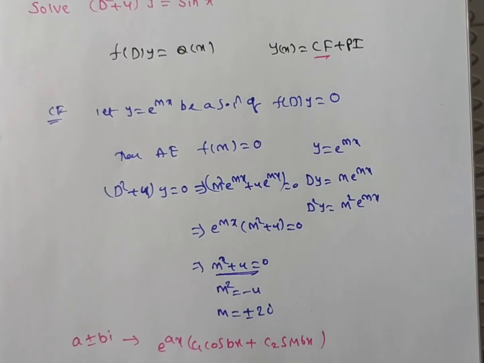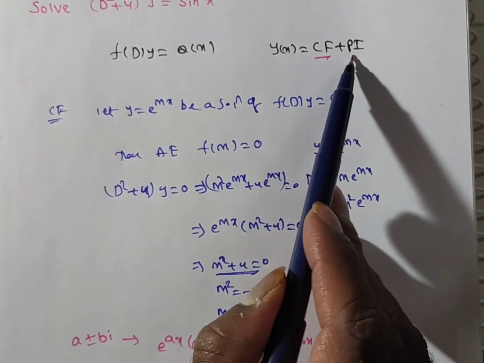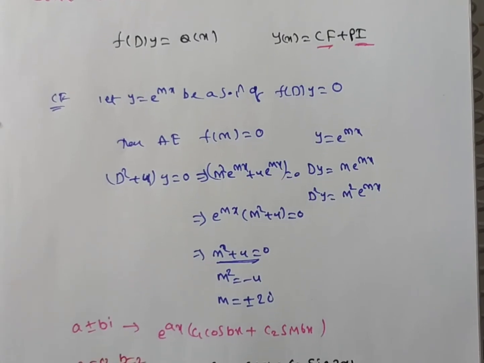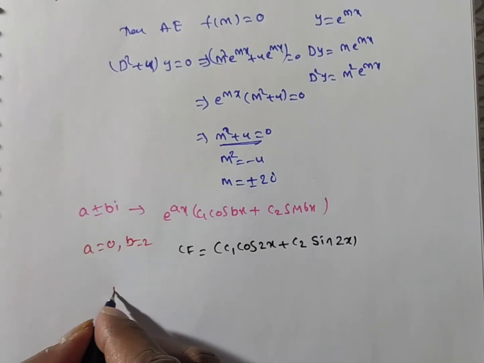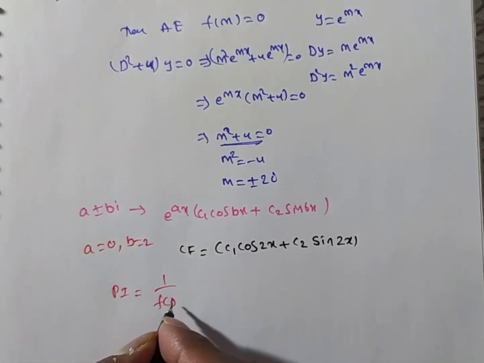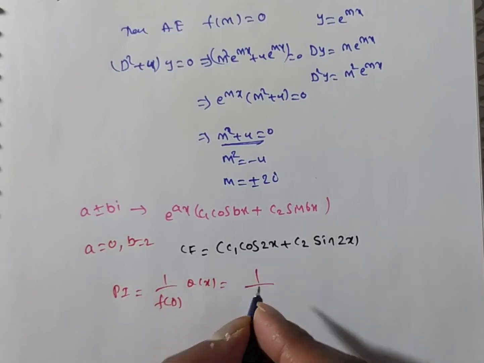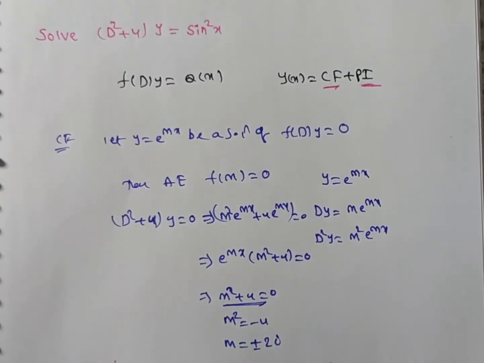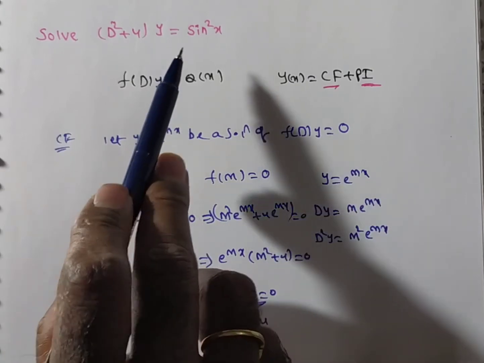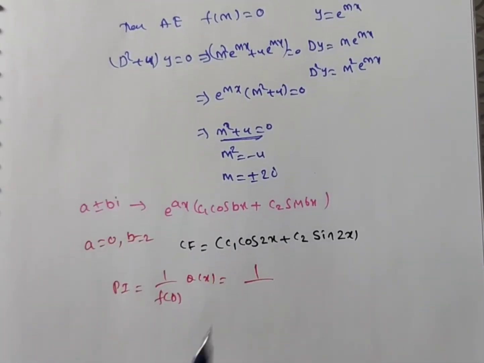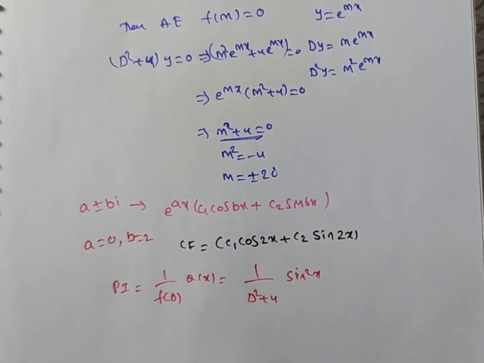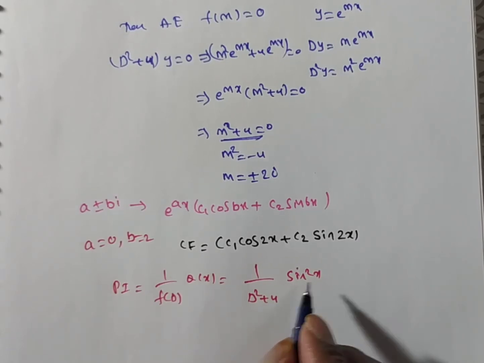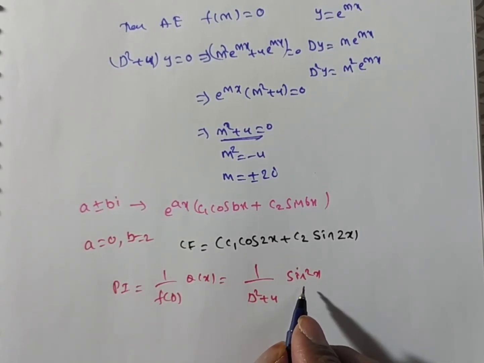So now what have we done? The complementary function is completed. Next what we have to do? Particular integral. We denote the particular integral as P.I. = 1/f(D) Q(x). What is f(D)? It is given, f(D) is D² + 4. And what is Q(x)? The right side part, sin²x. So P.I. = 1/(D² + 4) sin²x. That's it. Now Q(x) is sin²x, not sin x. If you have sin ax, we can replace D² directly by -a², but here sin² is there.